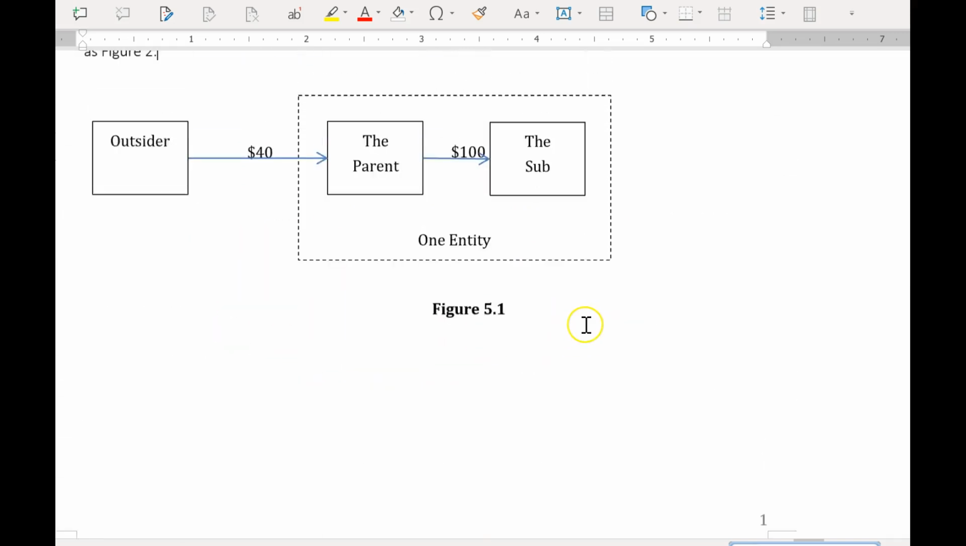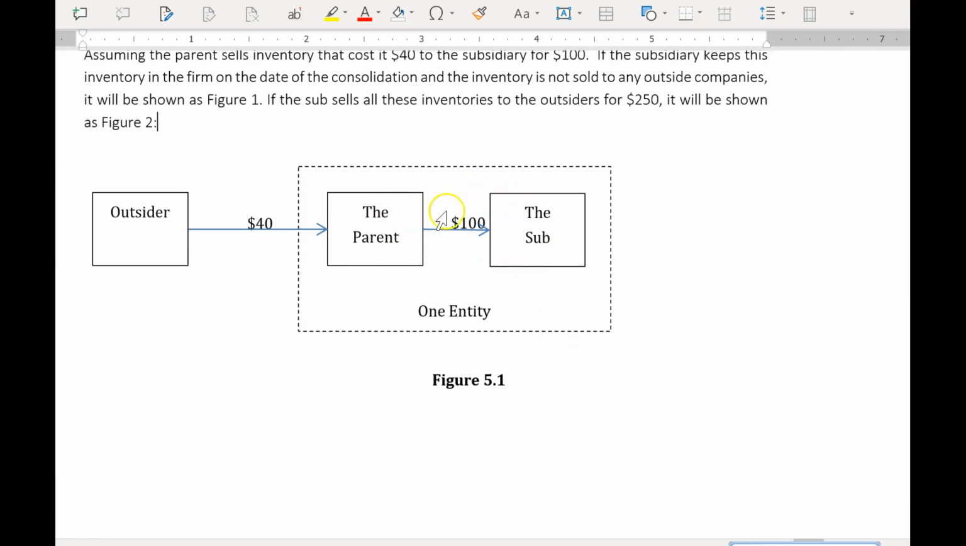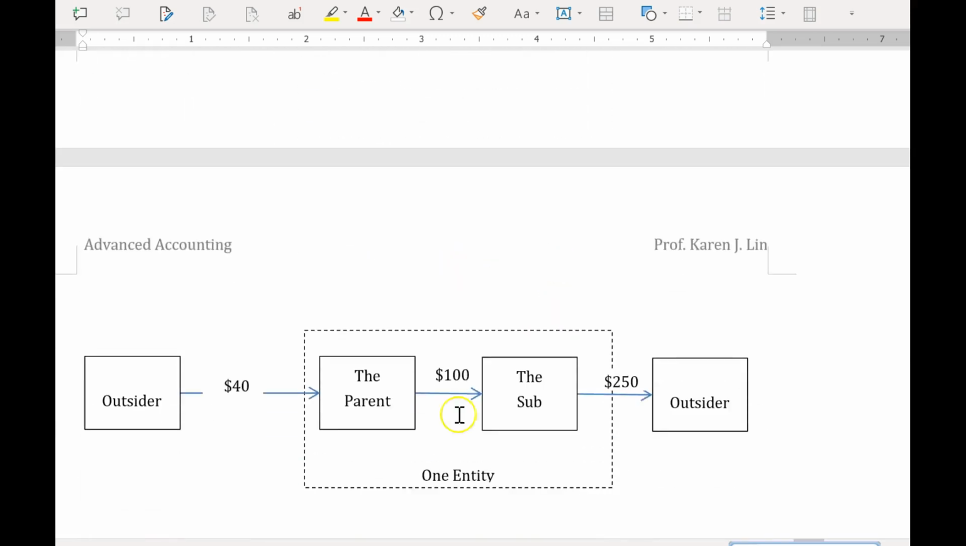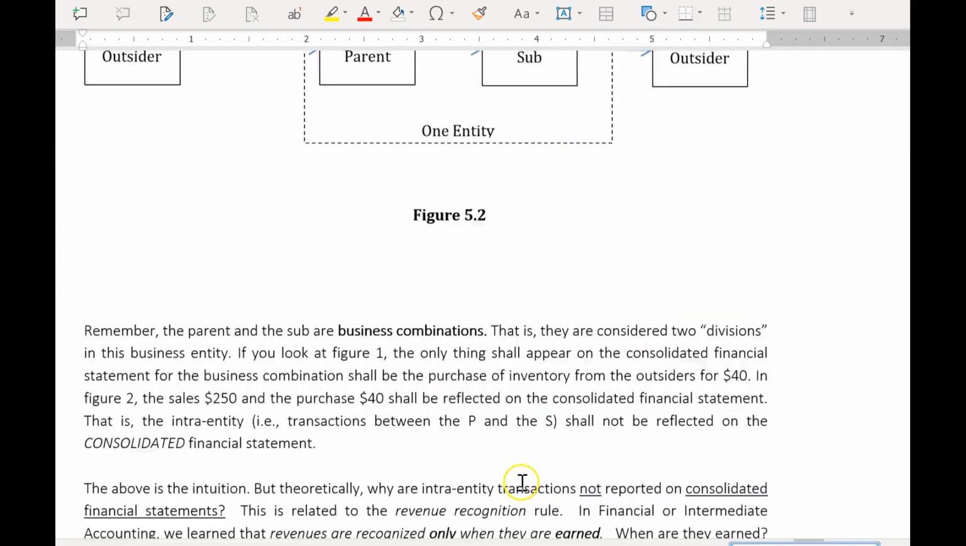In the first scenario, no sales happen for this whole box, so there is no profit that should be recognized from the entity's perspective. In the other case, the entity would recognize 210 for this transaction.